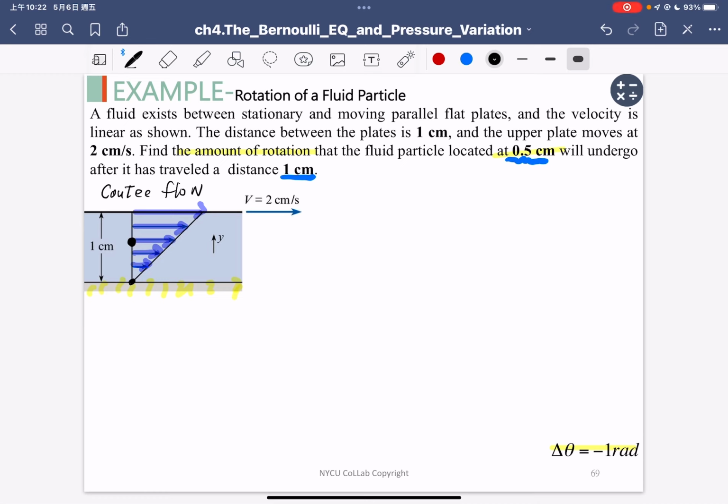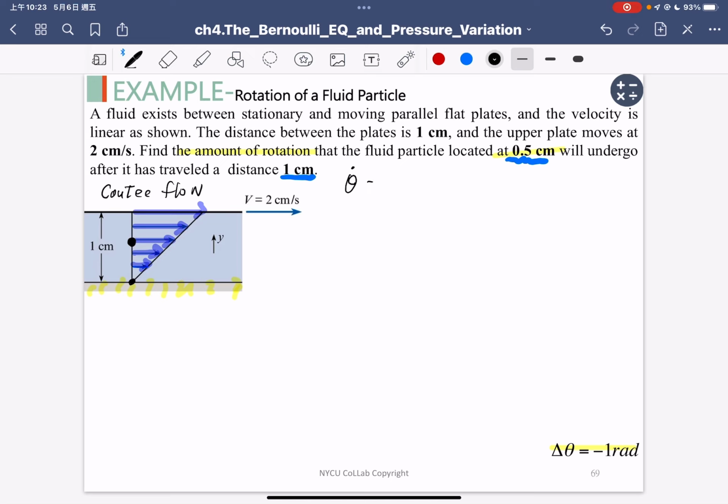So how can we answer the amount of the rotational angle for this fluid particle? First, we need to know the flow velocity at this point. If we know the velocity, then we can calculate the travel time, because we already know the travel distance, but we didn't know the travel time. If we know the travel time and we have the theta rate, that indicates the angle change with time.